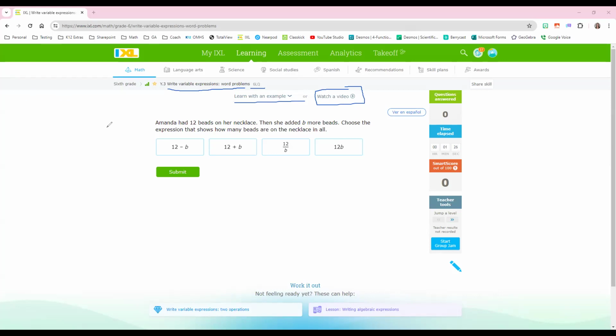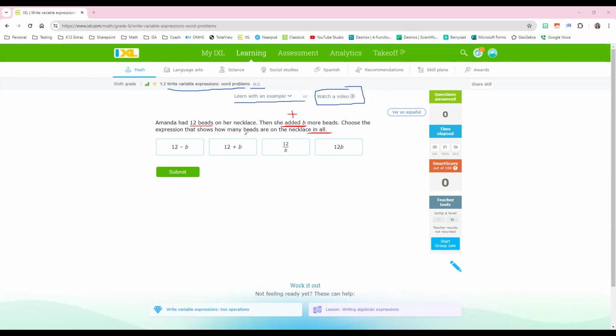So I see when I read this again that she had 12 beads on her necklace. And then it says she added B more beads. Well, thankfully, that's pretty clear. If I see the word added, I definitely know I'm adding, need to plus. But then a few other things that help us know that is it says choose the expression that says how many beads are on the necklace in all. So the fact that it wants me to add these to get our total kind of helps confirm that.